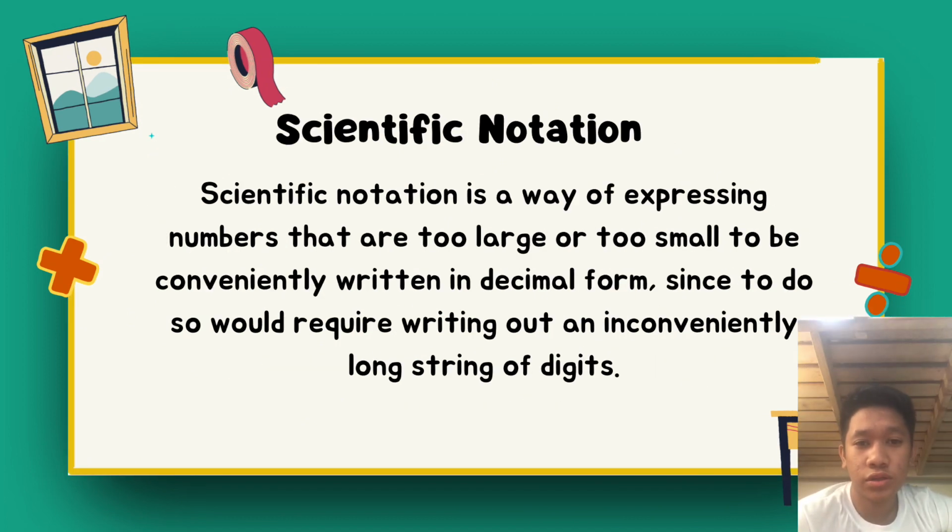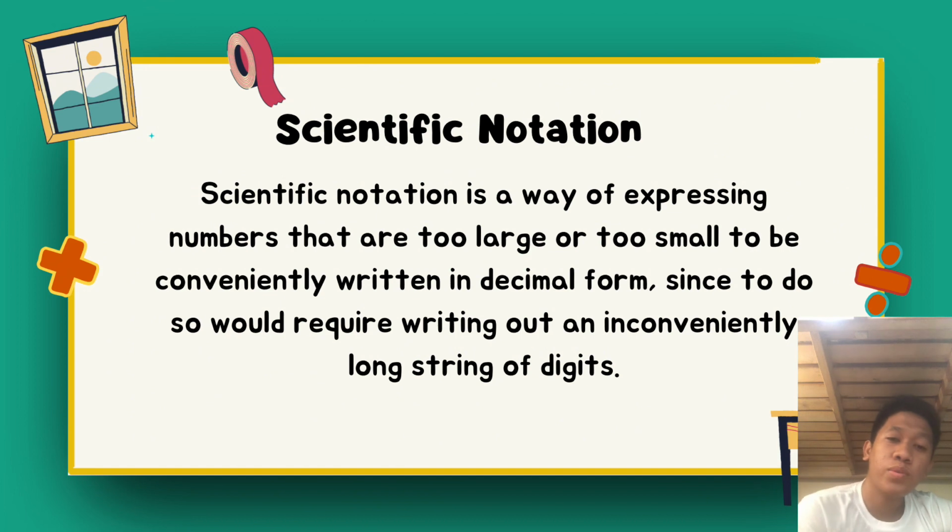So next is scientific notation. From the word scientific, it is commonly used in science, for example in physics, biology, and so on. Let's find out what scientific notation is. Scientific notation is a way of expressing numbers that are too large or too small to be conveniently written in decimal form, since to do so would require writing out an incredibly long string of digits.